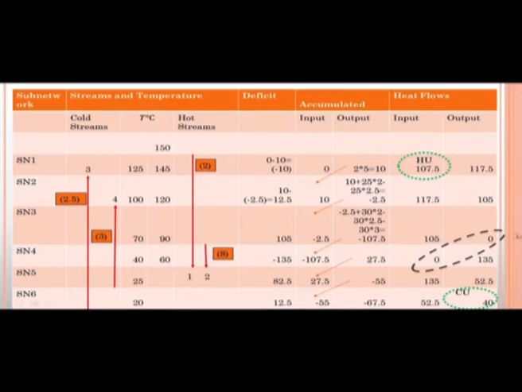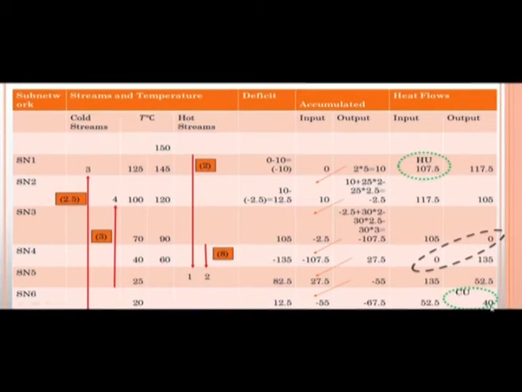So, this point actually is called the pinch point, and here we will have the pinch temperature. Another interesting thing we get here: we started with some sort of input of 107.5 units. This we have given to make all the outputs positive. So, this is actually the hot utility. The minimum amount of hot utility which we have to use is 107.5 units.